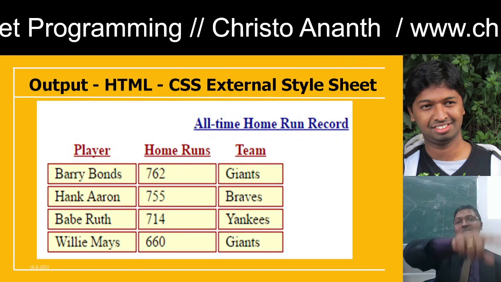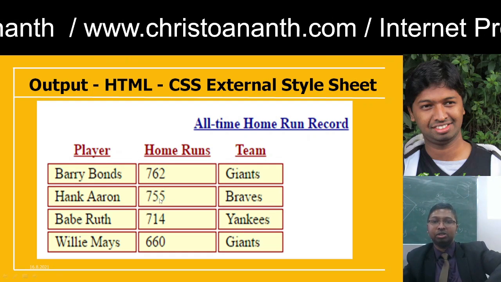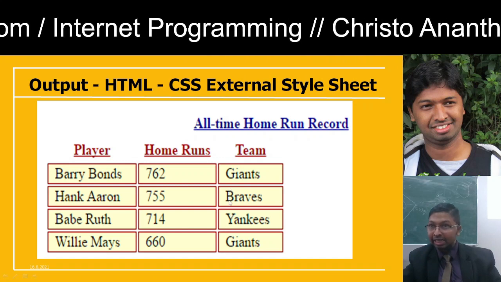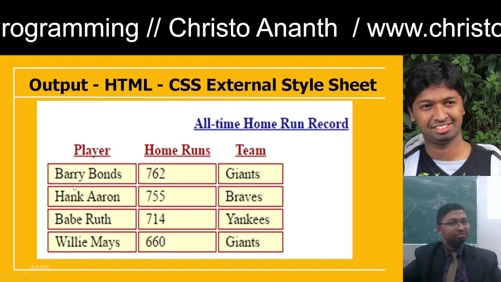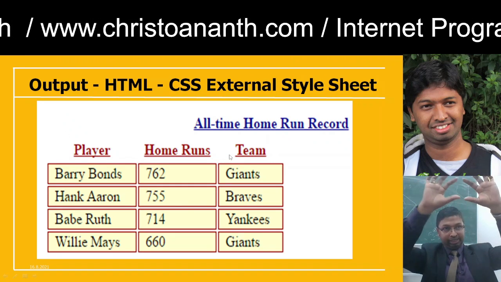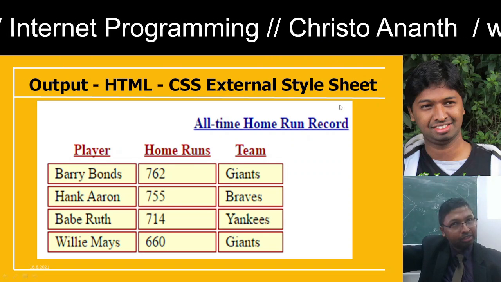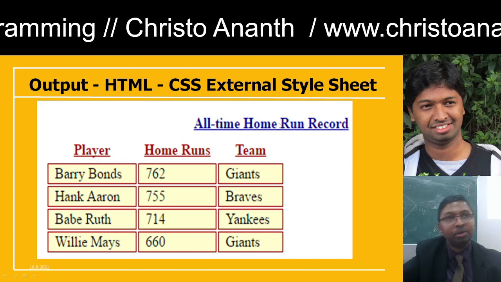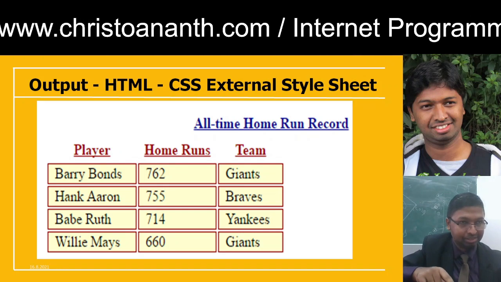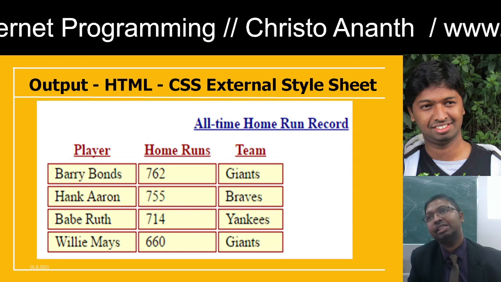That is the reason here you can see Barry Bonds in center alignment. For example, home runs, if you can see 762, 755, 714, 660, left alignment. Team also left alignment. But here you can see player, home runs, team are center aligned, also underlined. Also all time home run record is underlined. Maybe if we click on all time home run record, it will redirect to the page where you get the entire statistics. So this is the advantage of using CSS, and you can use an external style sheet.